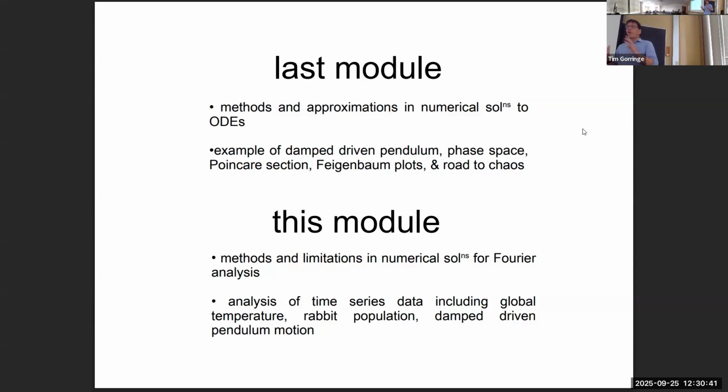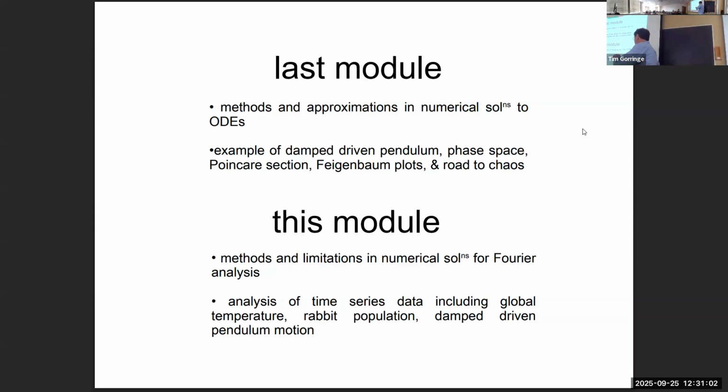Today we're moving on from numerical solutions of ordinary differential equations to numerical analysis. That's a Fourier decomposition, a Fourier analysis. And that's going to be the topic over the next few classes.